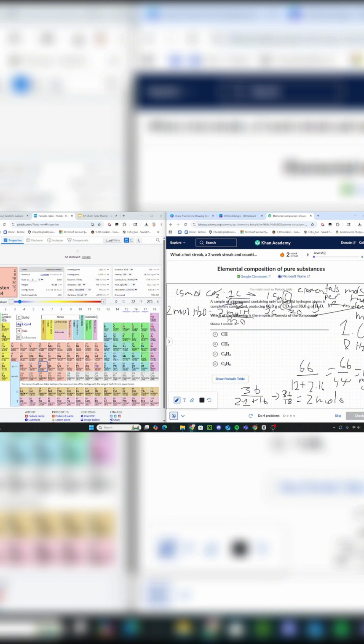So what we do with that is we have 1.5 and 4, right? But we can't have our ratio be a decimal. So we need to multiply this to make it whole. The easiest way to do that is to multiply by 2. We have 3, and we have 8. So we have 3 carbons and 8 hydrogens. So the answer is D. How amazing.